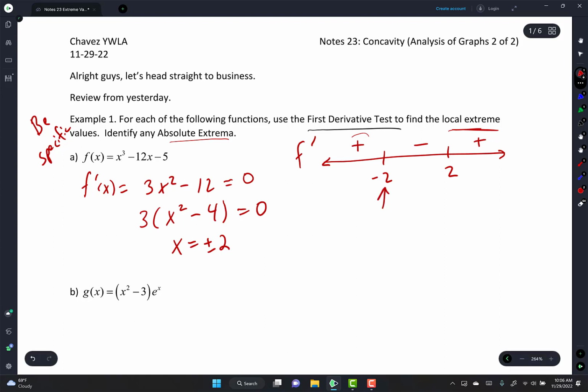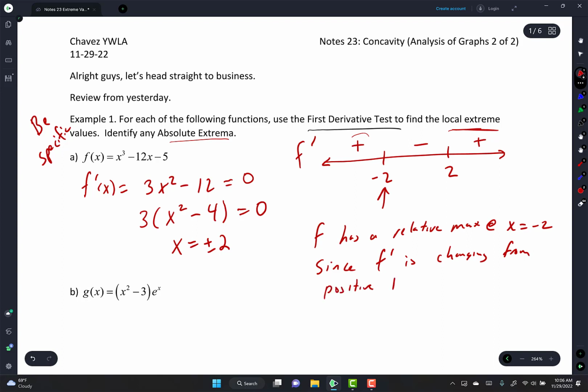So here we go. At -2, f prime is changing from positive to negative. So that means f has a what? Yeah, perfect. So I'm going to write f has a relative max at x equals -2 since f prime is changing from positive to negative at x equals -2. I just wanted to write that down.